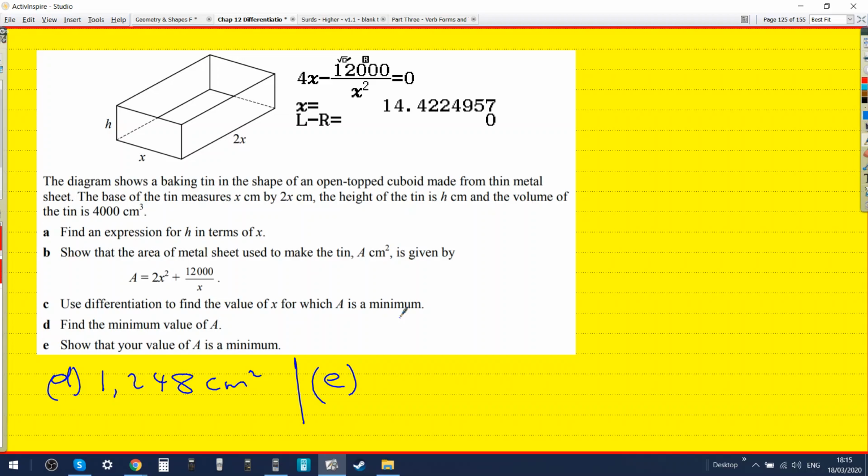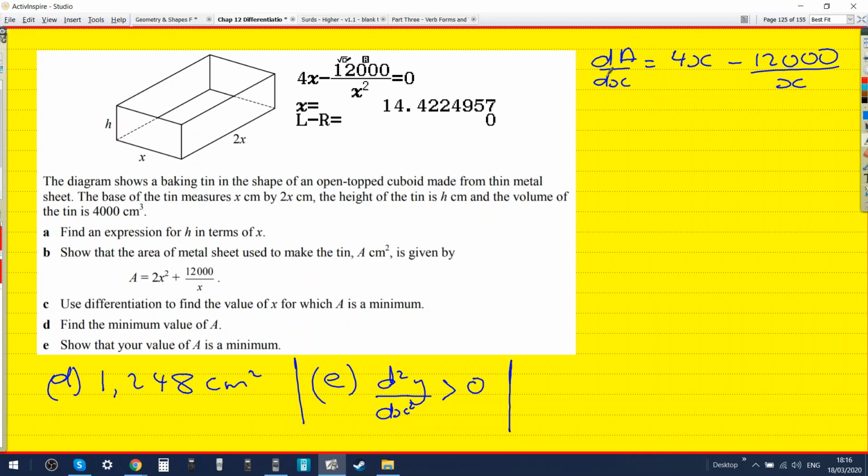I don't know how you would show it. At a minimum, d squared y by dx squared is greater than 0. Oh, so because it's bigger than 0, then it must be a minimum. We found dA by dx. Yeah. Oh, we need to find the second derivative.